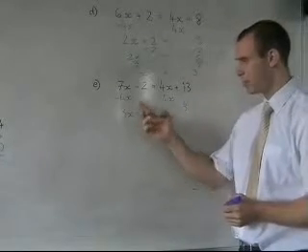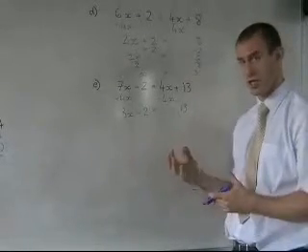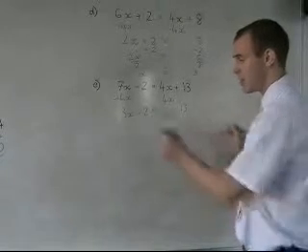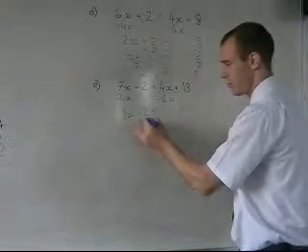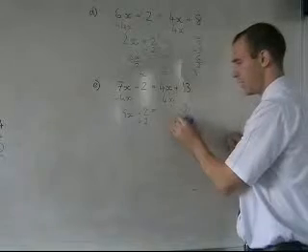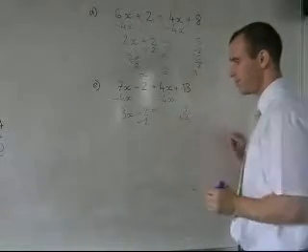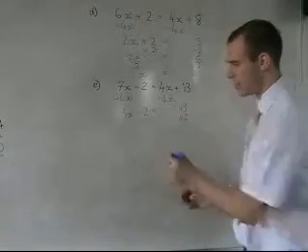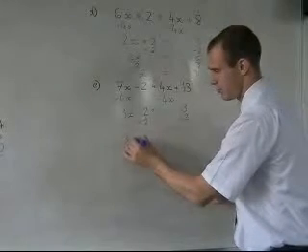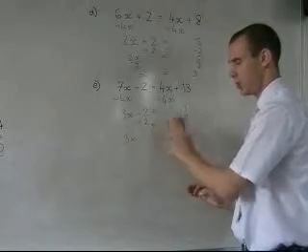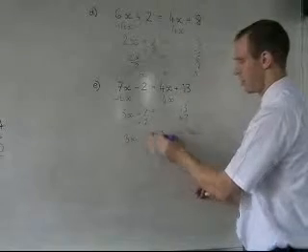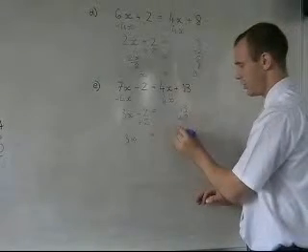Now we have the minus 2, which we need to take care of. The opposite of minus 2 is add 2. So we add 2 over here as well. Now we have 3x, which hasn't been changed. Minus 2 plus 2 would be nothing, equals 13 plus 2, which is 15.